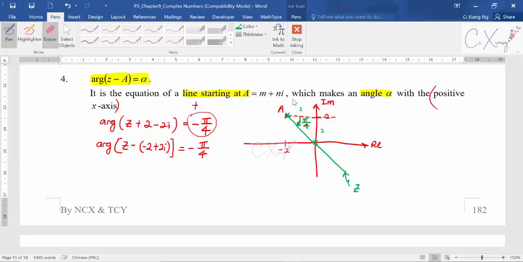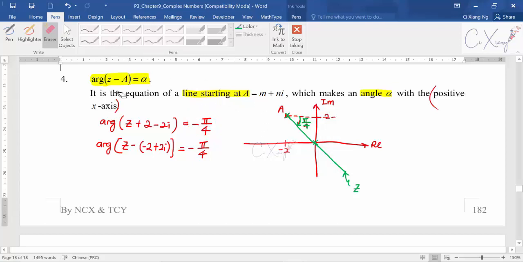When you sketch all these graphs, you still need some very basic knowledge that you learned before, such as trigonometry, or some common sense, or maybe some coordinate geometry concepts, like how to get the gradient, what happens when the gradient equals 1, what happens when the gradient is negative 1, and so on. In general, this is how we sketch the graph with argument. Again, the first step is you plot the complex number.